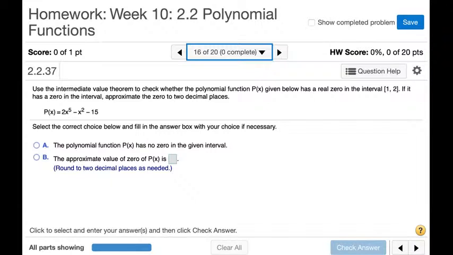To actually calculate the zero, they really want us to break it up into several intervals and test each interval, test each endpoint. I'm just going to use the calculator.